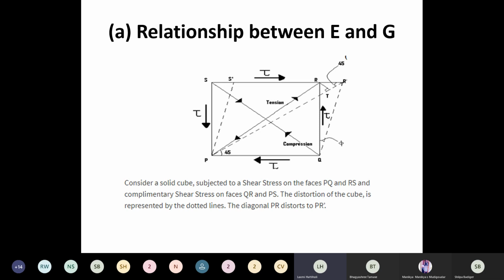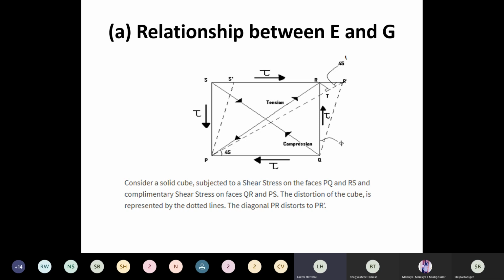Now we have taken this block. The position of the cube is represented by the dotted lines. Now the diagonal PR is distorted to PR dash. Initially the diagonal was PR, you can see in the solid line. Now this diagonal PR has been changed to PR dash. Why did it change? Because of the shear stress, the block has slided.